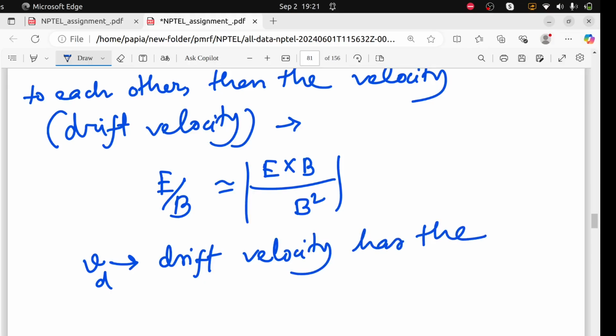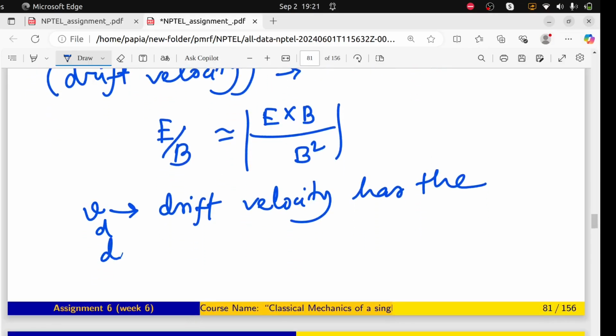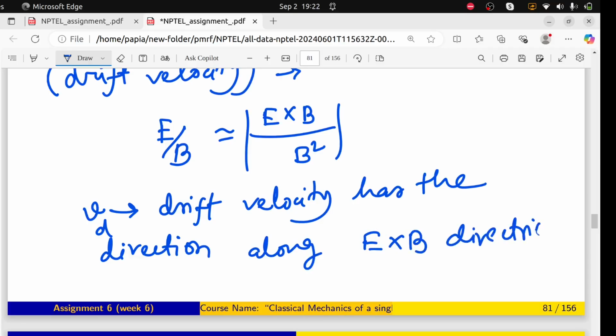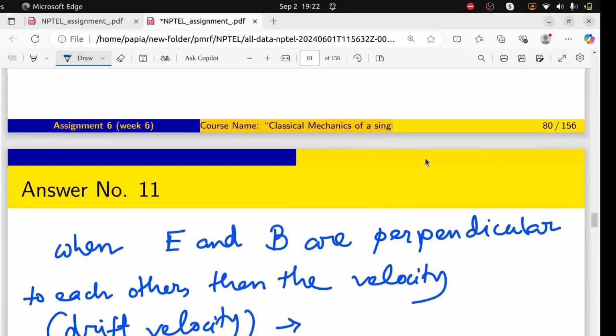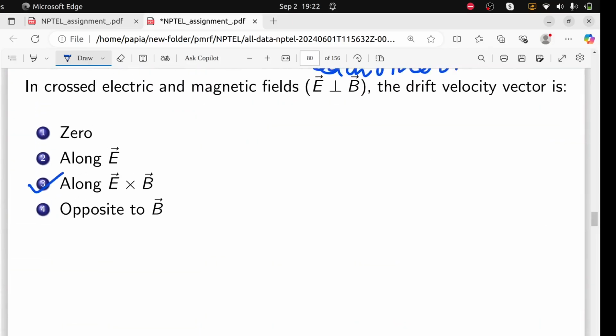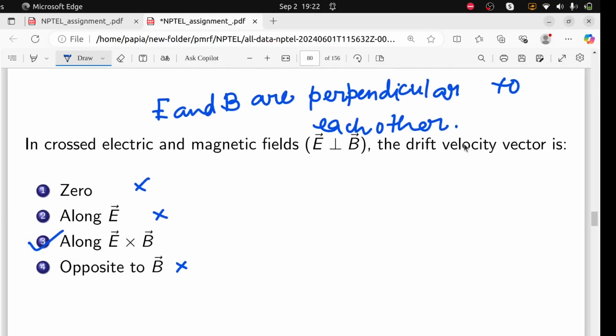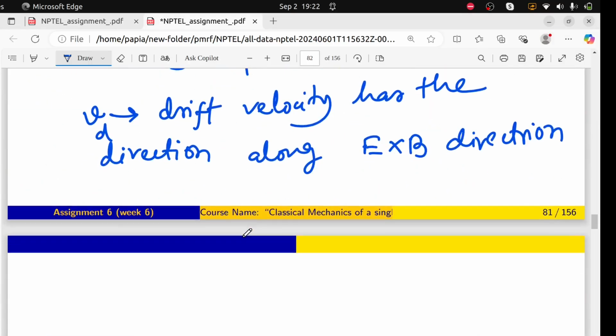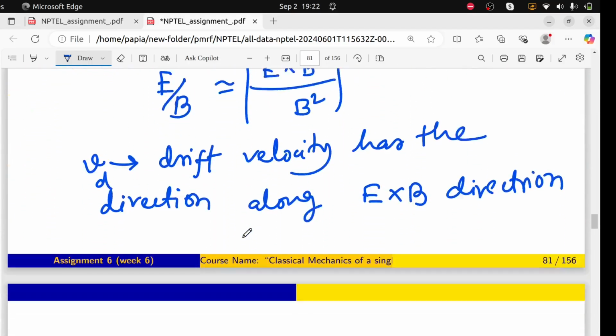has the direction along E cross B direction. Okay, so you can see this is the thing, E cross B. This is not correct, this is not correct, this is also not correct. Okay, so in crossed electric and magnetic fields, the drift velocity vector is along E cross B, because I can have that E by B and E cross B by B square mod.